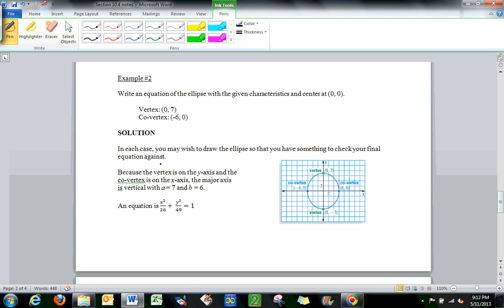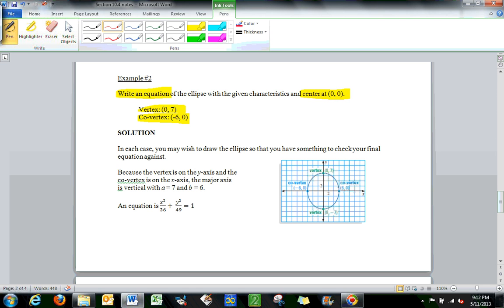The last thing that we want to work on for an ellipse is reversing this process. Now we're given some parts, and instead of graphing it or drawing the ellipse, we want to write the equation of ellipse. So you can see in this example problem we're asked to write the equation of ellipse, and we're given a center point, and we're given the vertices and the co-vertices.